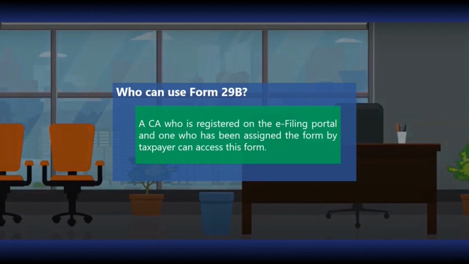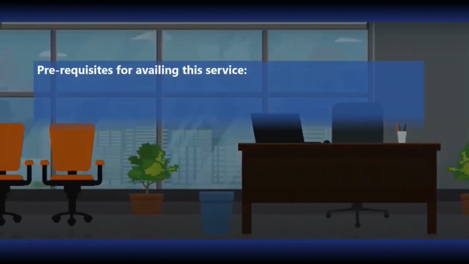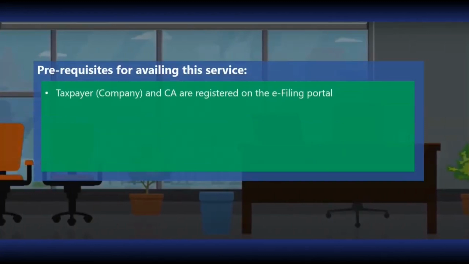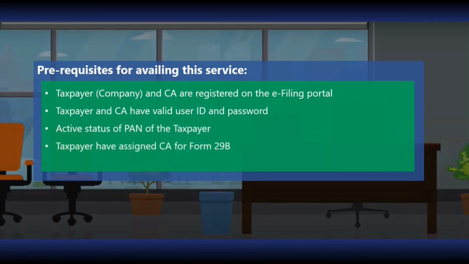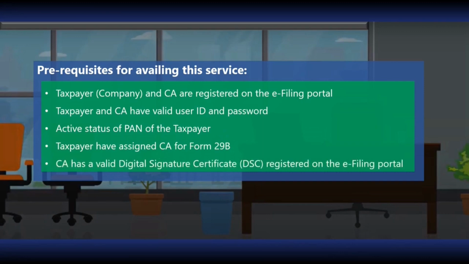Let us now look at the prerequisites for filing Form 29B. The taxpayer and the chartered accountant should be registered on the e-filing portal. They should have valid user ID and password. The status of PAN of the taxpayer should be active. The taxpayer should have assigned the CA for Form 29B, and the CA should have a valid digital signature certificate registered on the e-filing portal.